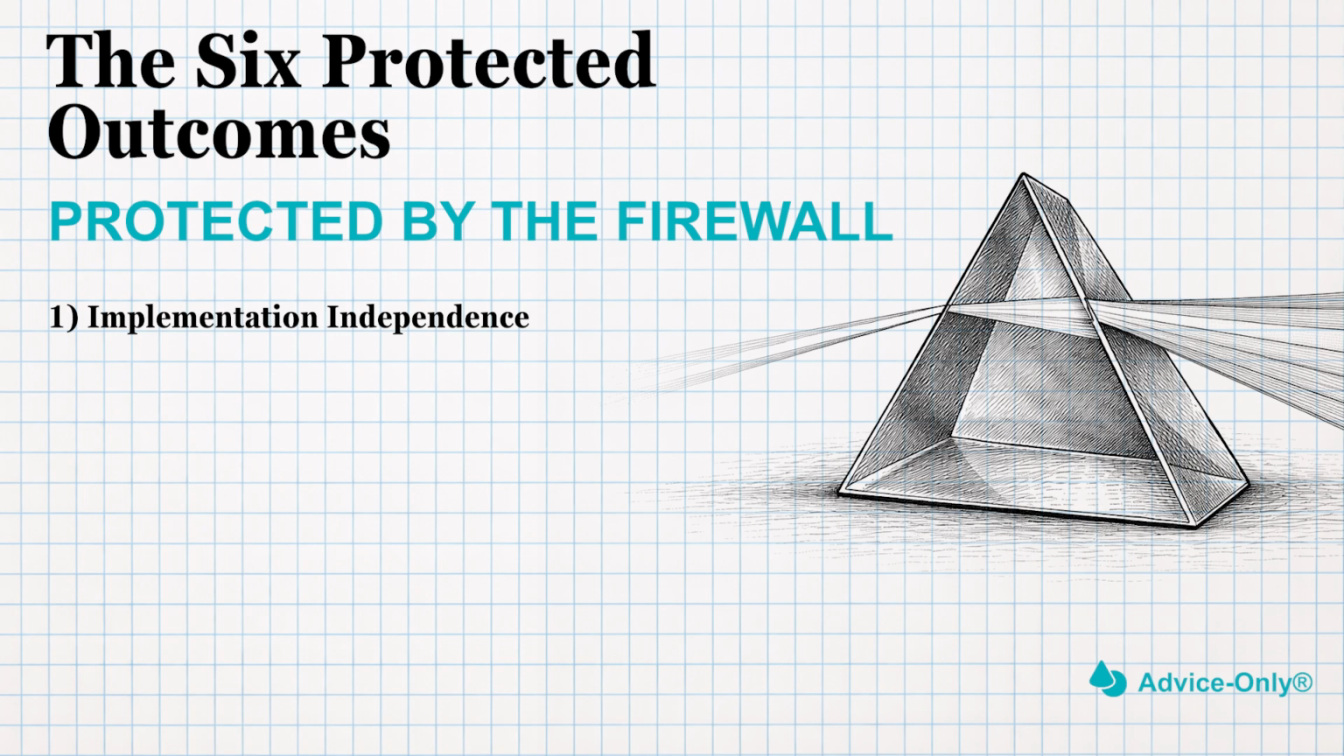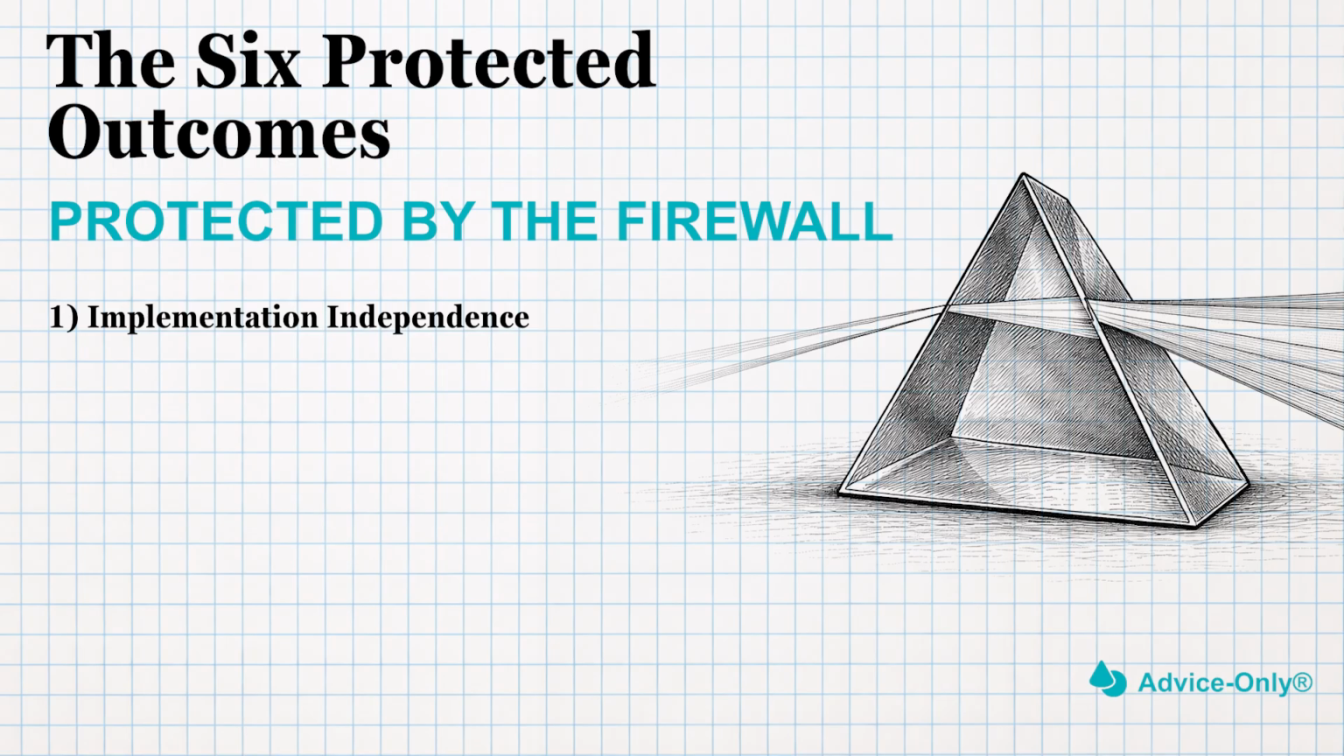Imagine a client who needs guaranteed income to cover their basic living expenses. An immediate annuity might be a perfect solution. In a traditional firm, the advisor may earn a commission on that annuity. Even if that commission is disclosed, the advisor now has a financial stake in whether the client buys it.